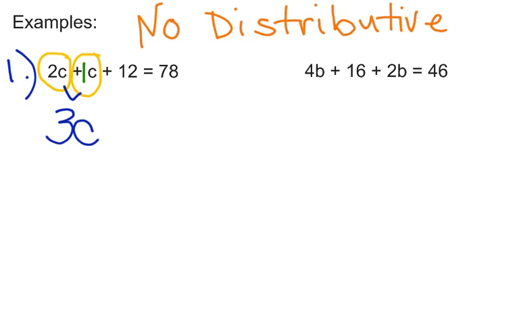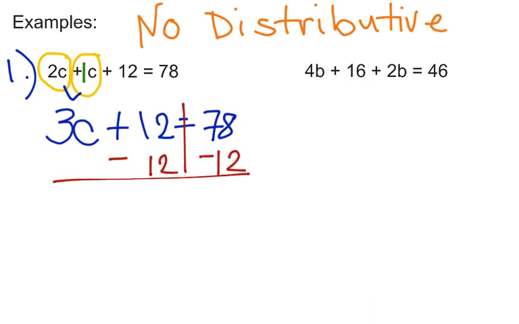You then are going to rewrite the rest of the equation. So the plus 12 and equals 78 get rewritten. If you look, this is now just a two-step equation. Our goal is still the same. We want to isolate the variable. To do this, we're going to use inverse operations, and whatever we do to one side, we do to the other. Our first step now is to undo this addition. So the opposite of plus 12 is minus 12 from both sides of the equal sign.